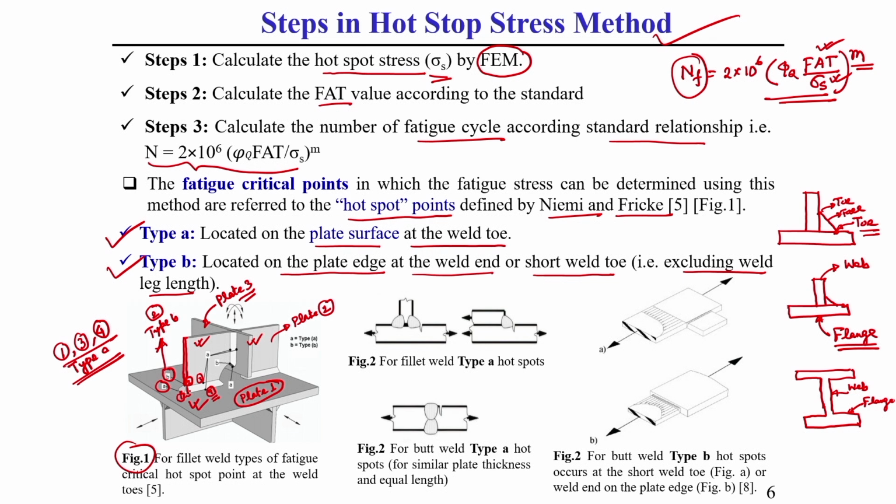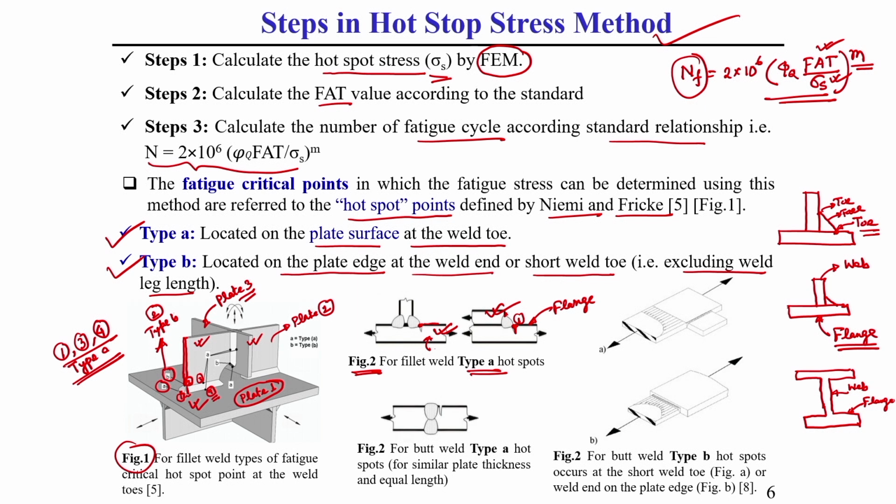So some more examples I am just showing, like some fillet welds. Here you see this toe point, you can see figure 2, this toe point is located on this flange plate, this base plate surface. That is why this is called type A type of hot spot stress. Similarly, this is an overlap type of fillet weld joint, lap type of joint. In this case also this is one toe, this is another toe. This is point 1, also located on this plate surface. That is why this is generally called type A type of hot spot stress.